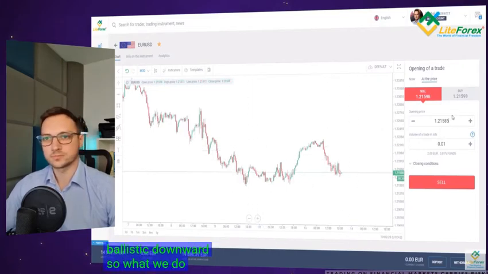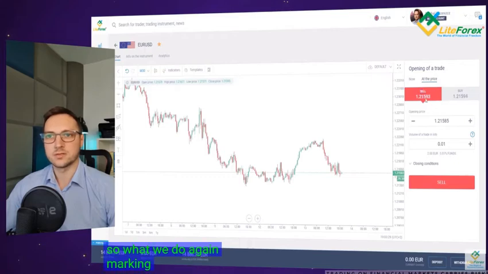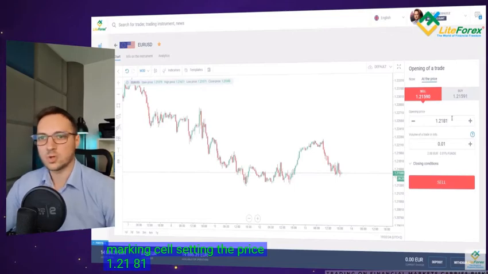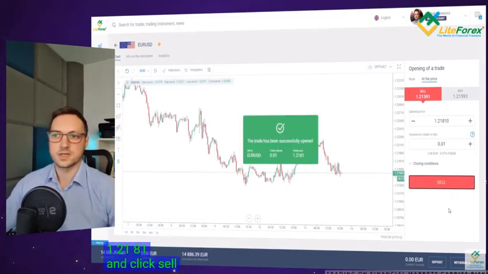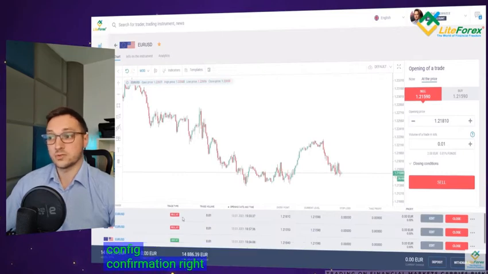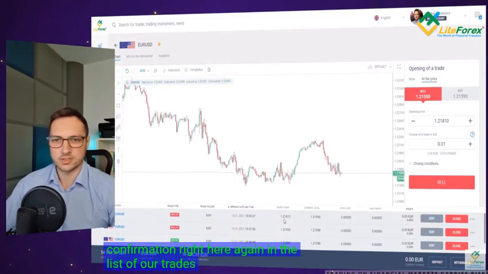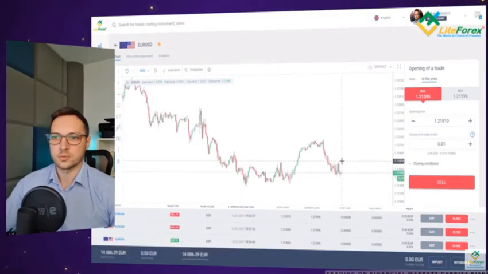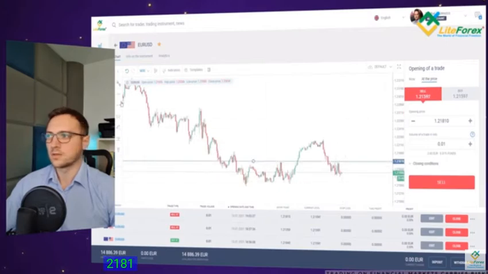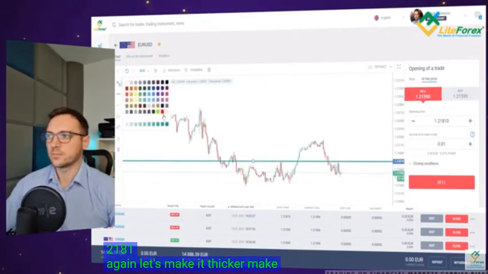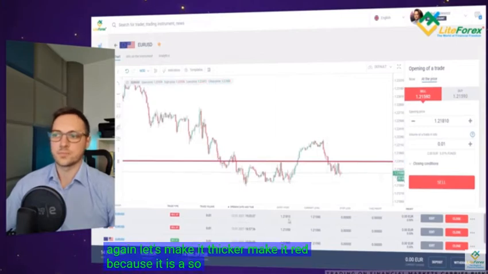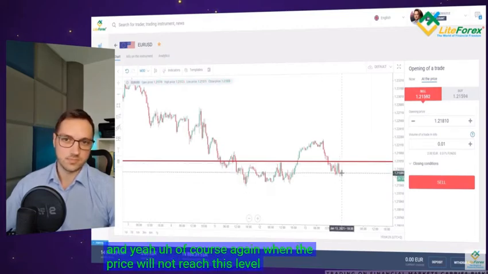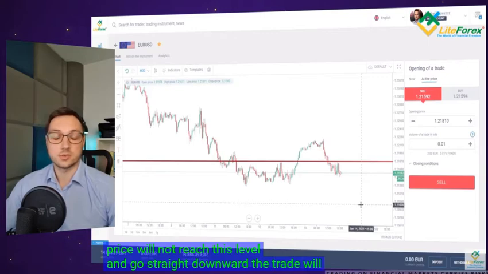So what we do is mark sell, set the price 1.2181, and click sell. Again we have the confirmation right here in the list of our trades. Again, let's mark it with a trend line at 2181, make it thicker and make it red because it is a sell. And of course, if the price does not reach this level and goes straight downward, the trade will not be executed.